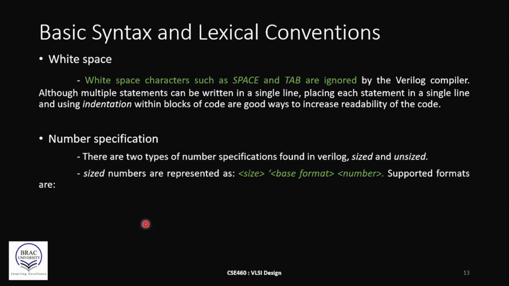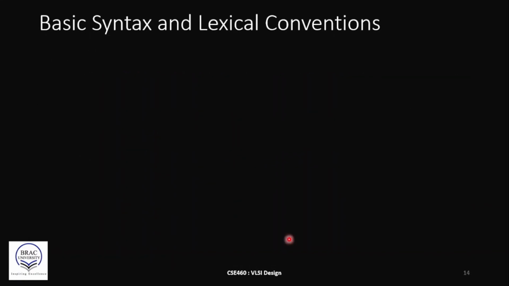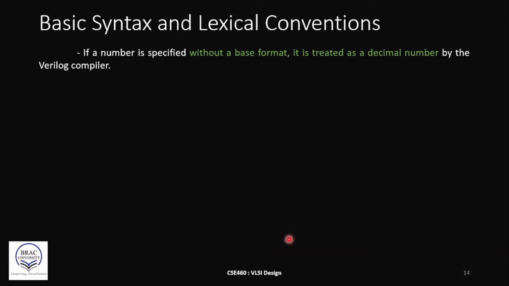Number specification. Verilog will encounter both sized and unsized numbers. The sized number format starts with the specification of size, followed by base format and the number itself. Verilog supports four base formats, which are decimal, binary, hexadecimal, and octal. However, if the number is missing the base format specification, Verilog compiler will treat it as a decimal number.